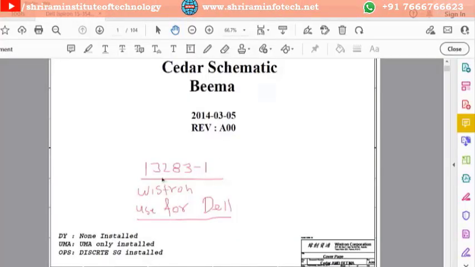So we now open this schematic diagram. The board number is 13283-1, and this is a Wistron board, basically used for Dell laptops.